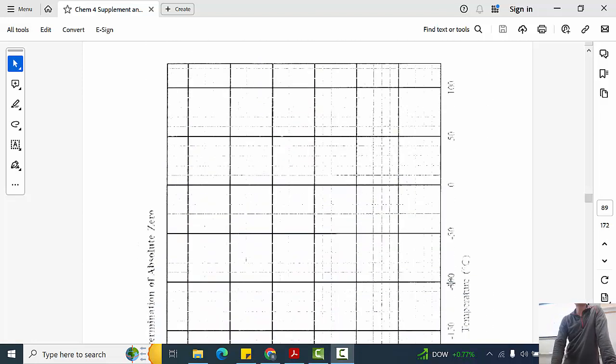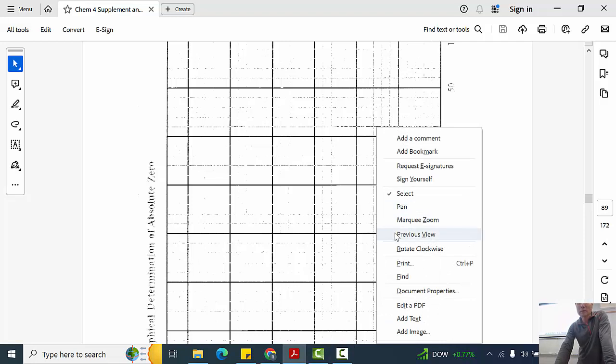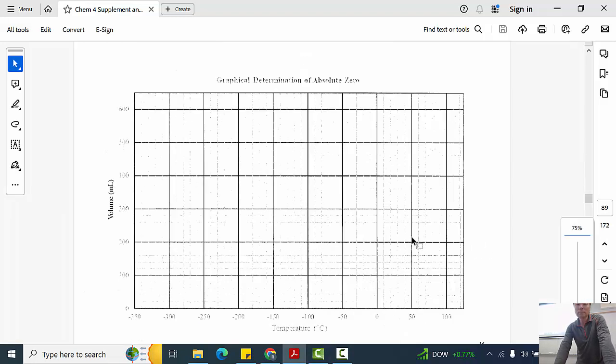The other way is we're going to make this graph here. And so in a graph we want a title. This is a graphical determination of absolute zero. Here we have the x-axis and the y-axis. Y-axis is volume in milliliters. The x-axis is temperature in degrees C. So our first temperature was about 100 degrees C, a little higher maybe depending on your thermometer. And the volume is the total volume here. So we put 1 point in there.